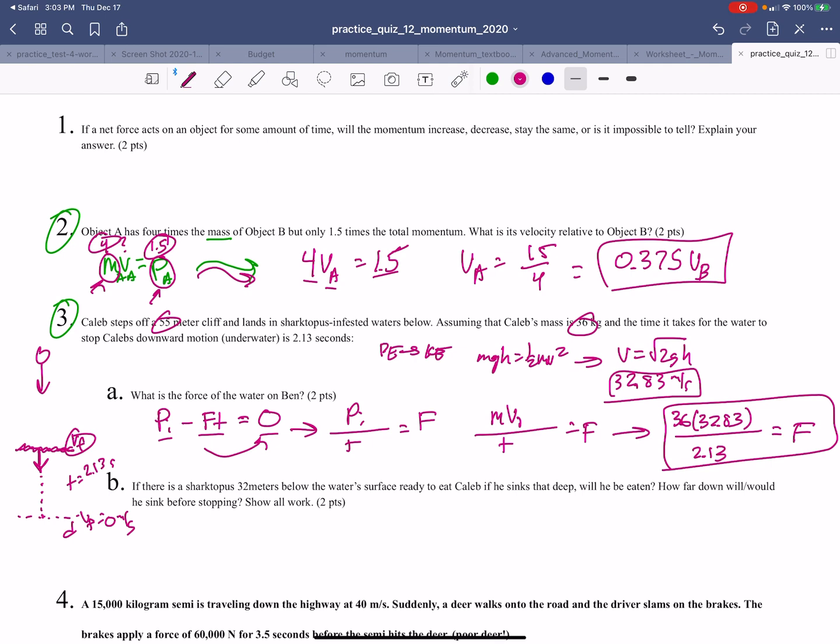If there's a sharktopus 32 meters below the water surface, will he be eaten? Okay, so this question is now really getting to this variable d. How far does it go? Before we begin, I want to point out that there is nothing in this equation that's going to have a d in it, right? Because momentum is mv. There's no possible way to use strictly momentum to get d.